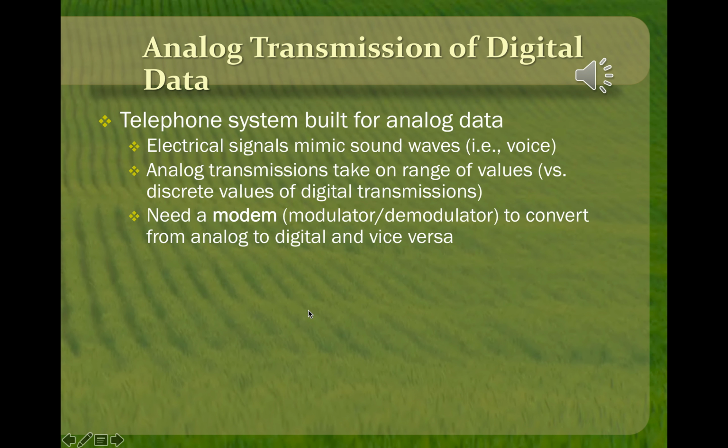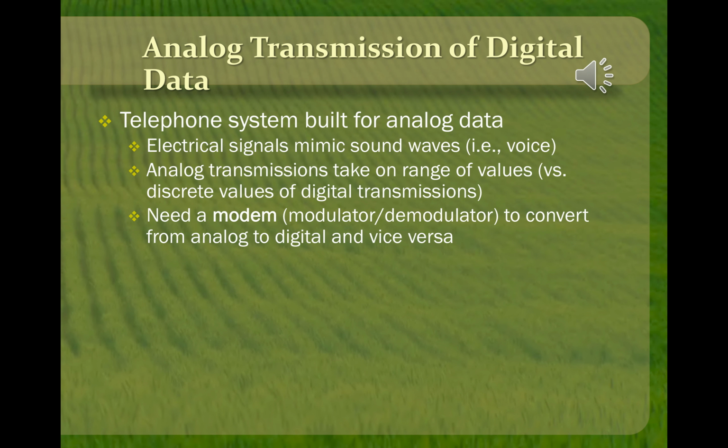Telephone communication was originally designed for analog data. Electrical signals mimic sound waves, for example, your voice. So different pulses get sent through the wire at different frequencies to make up your actual voice reproduction on the other end. Analog transmissions take up ranges of values versus discrete values with digital transmissions.